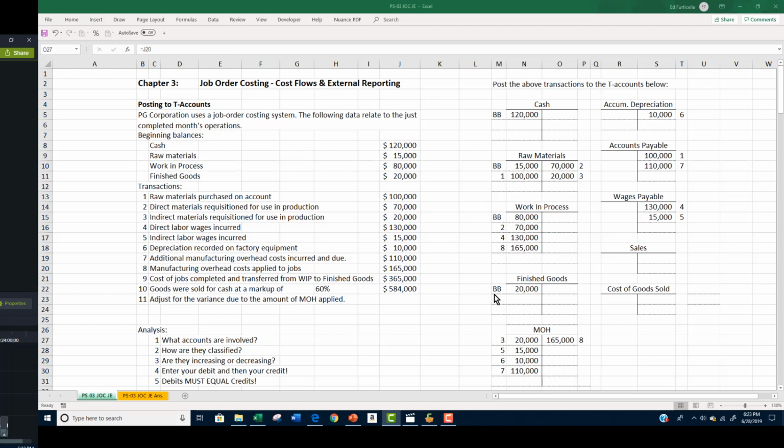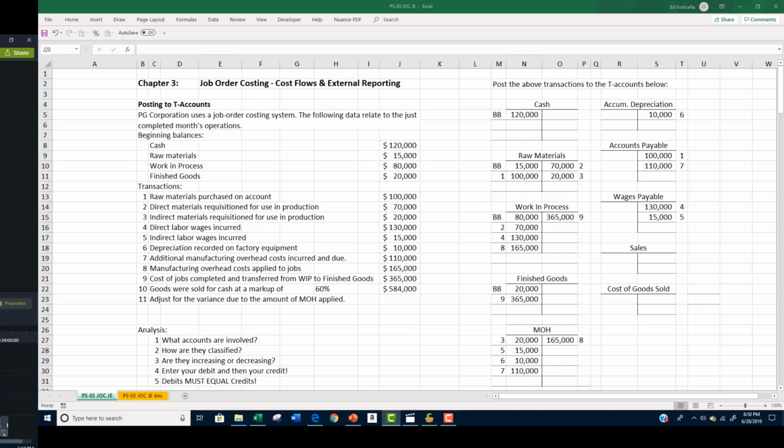So for number 9, the two accounts involved are finished goods inventory and work in process. Both are assets, with finished goods increasing and work in process decreasing. For this transaction, we'll enter the number 9 and then debit finished goods inventory for $365,000. Then we will move to work in process and credit work in process for $365,000. Debits equal credits. So what have we done? We have taken the $365,000, which represents the cost of goods manufactured during the period, and we have transferred them out of work in process and into finished goods inventory where they're going to be held for sale.